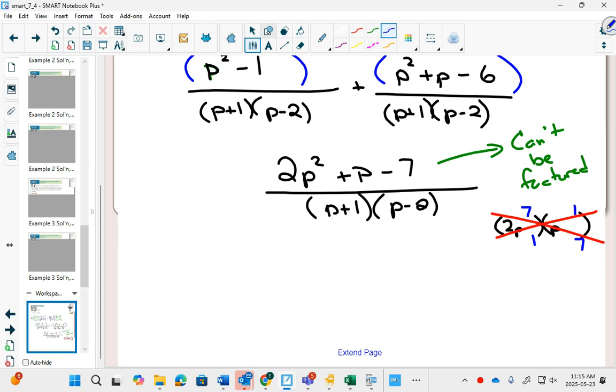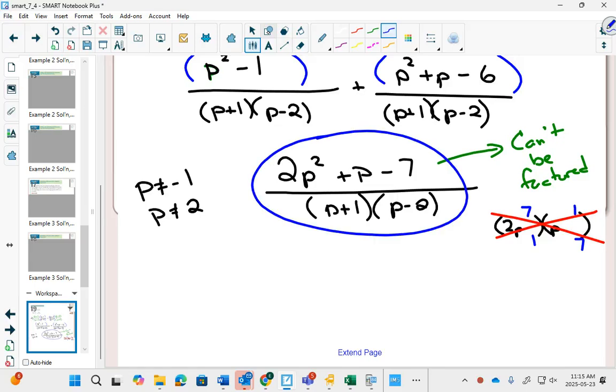And again, the textbook writes down all the non-permissible values. So both -1 and 2 would cause us to divide by 0. So we've written it as a single fraction. Nothing cancels out, so it's in lowest terms. This is our final answer.